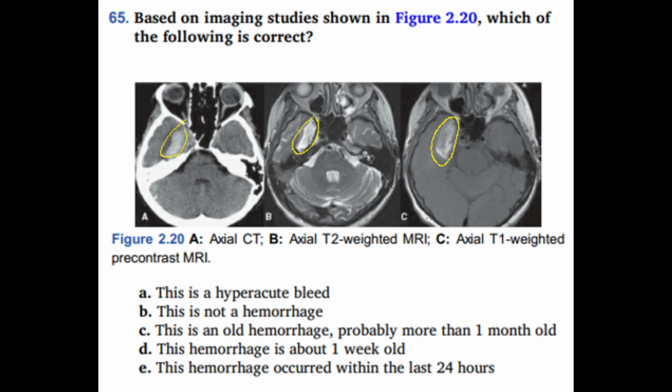And E, this hemorrhage occurred within the last 24 hours. That is false. And this is not a hyperacute bleed. Neither is it an acute bleed. Remember, for hyperacute bleed, T1 is normal, T2 is hyperintense. And for acute bleed, T1 is isointense and T2 is hypointense. Our answer is D. Anything else?